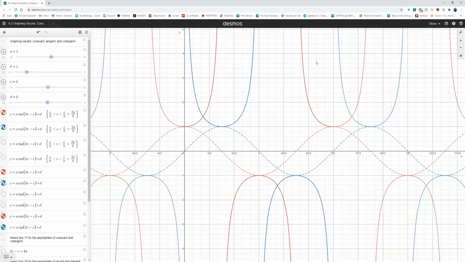So since secant is drawn in red, I have cosine drawn in red as well, since secant is 1 over cosine, making sine the graph that's drawn in blue, because cosecant is drawn in blue and cosecant is 1 over sine.